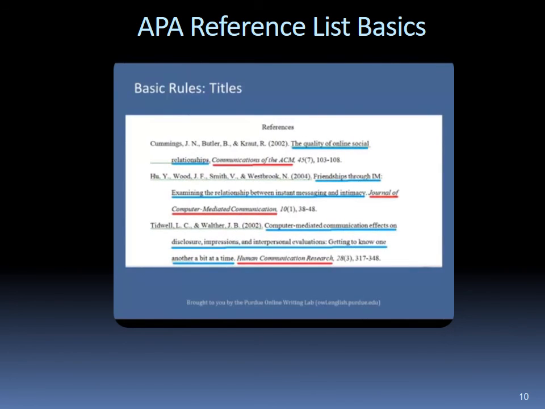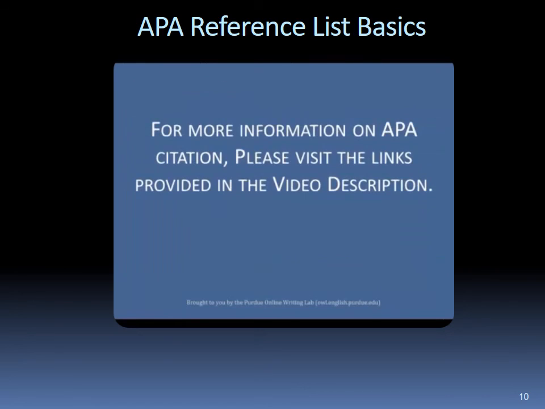Italicize titles of longer works such as books and journals. Do not italicize, underline, or put quotes around the titles of shorter works such as journal articles or essays in edited collections. For more information on APA citation, please visit the links provided in the video description.